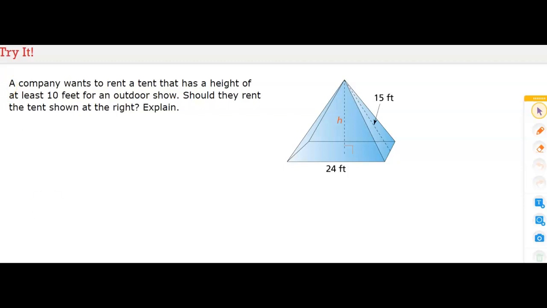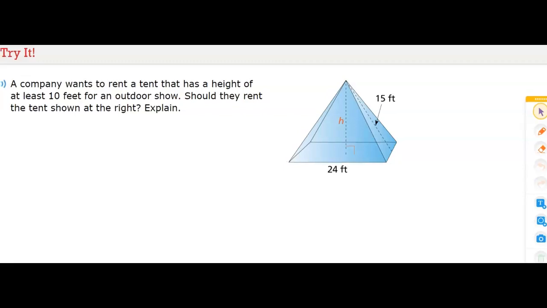A company wants to rent a tent that has a height of at least 10 feet for an outdoor show. Should they rent the tent shown at the right? Explain. Now we are going to take the measurements given here. Let's look at this pyramid and see here.